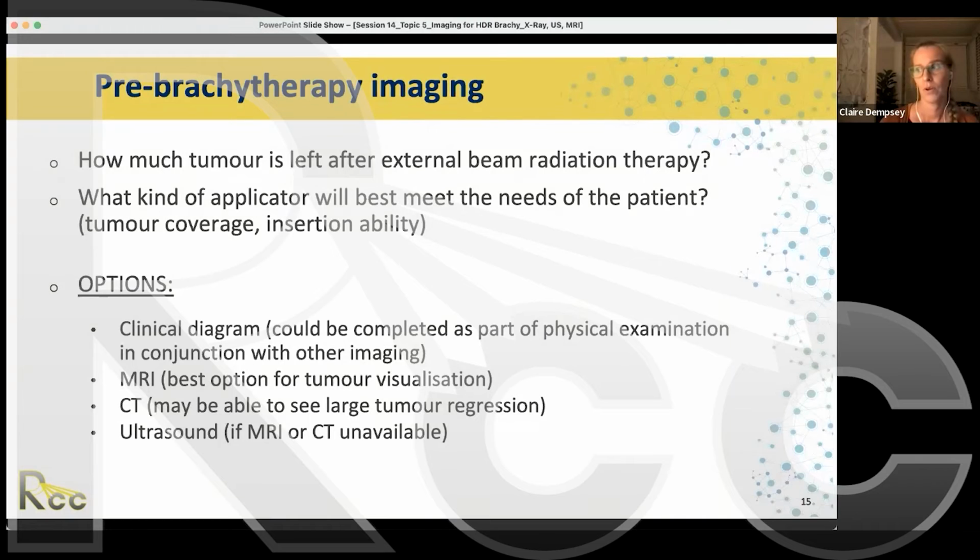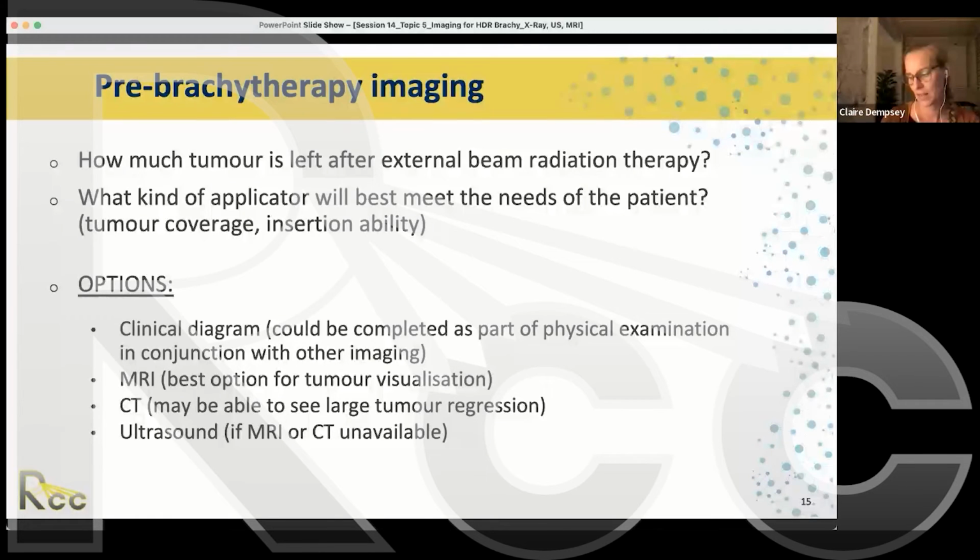So, getting that image before brachytherapy will help us decide if we need to have needles, and maybe how many needles we should have, and maybe how deep those needles should be inserted in the patient as well. So you can go into the brachytherapy insertion stage fully aware and fully equipped for what you need to do for that patient. The other thing is about insertion ability.